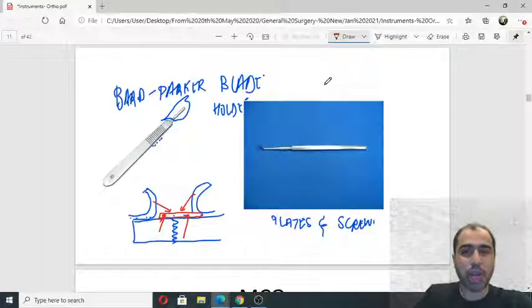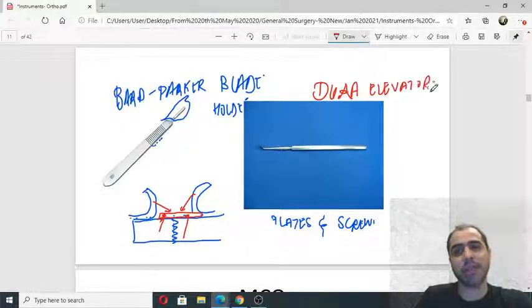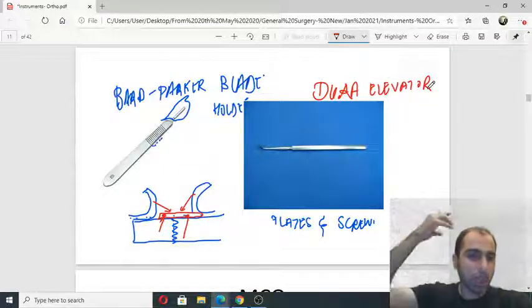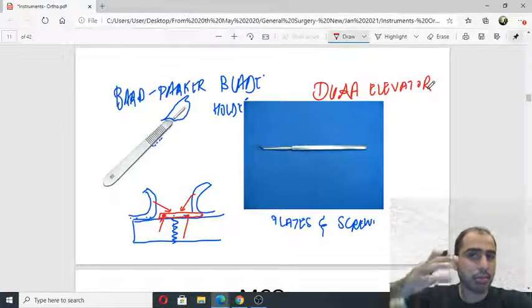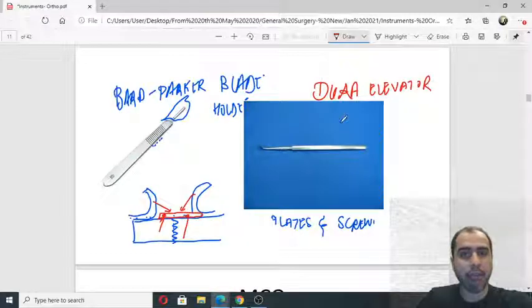This is your dura elevator. I don't have to tell you where I am going to use a dura elevator. If I'm doing cranial surgeries, SDH evacuation, lobectomies, removal of tumors, I open the cranium first. Once I open the skull, there will be dura. I cut the dura and elevate it with this device. It's a little bit like a spoon.